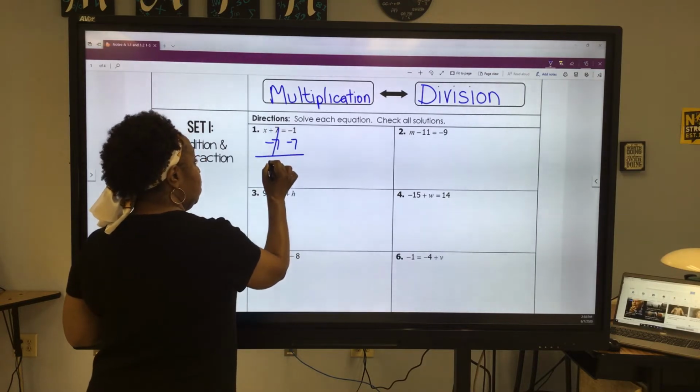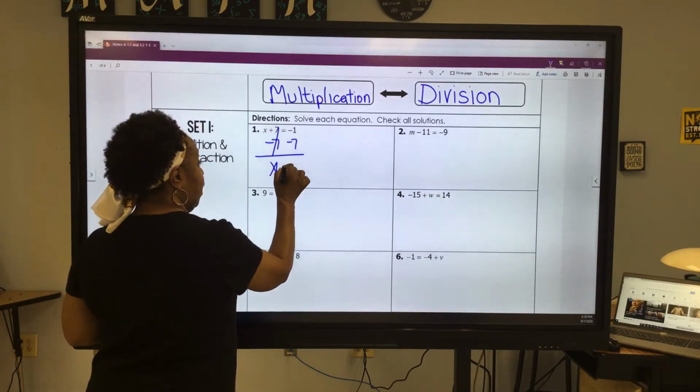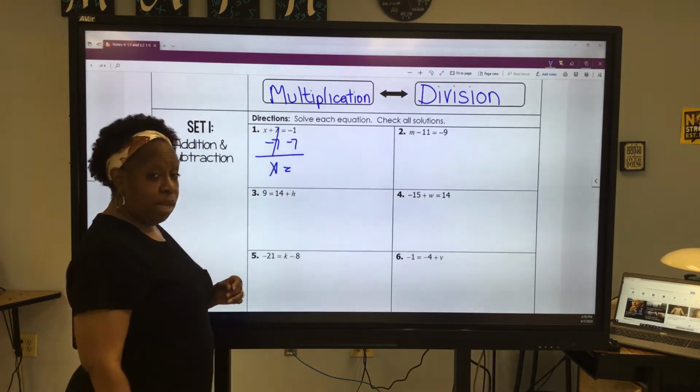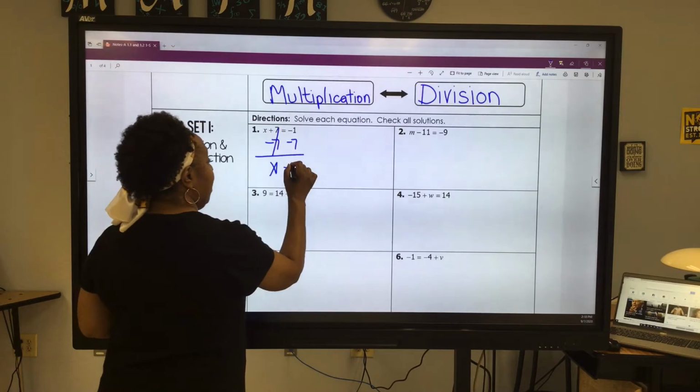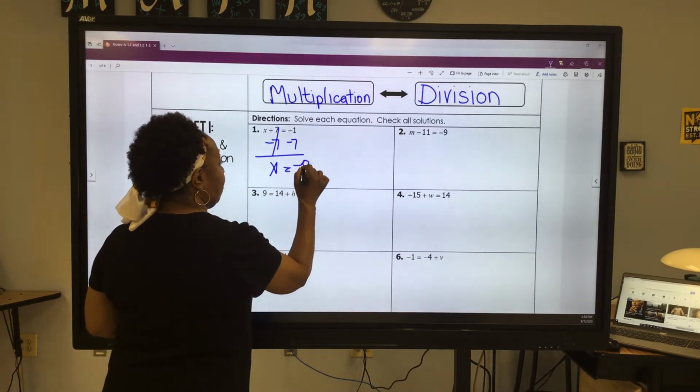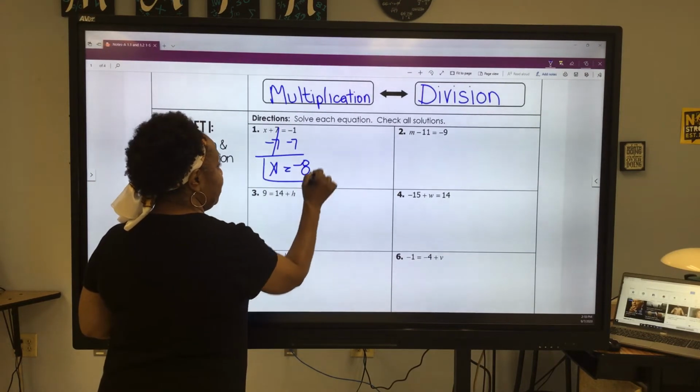These cancel, bring down the x, equals -1 plus -7. Remember, we add going down, that's -8. Forgive me, that kind of ran together, but that's -8.